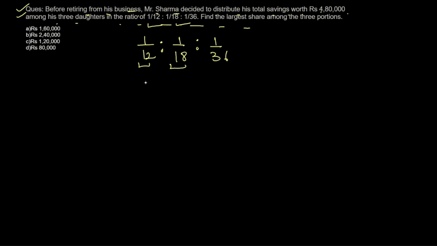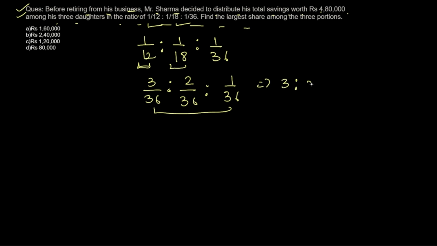So let's make all of them 36. For making 36, what do we need to do? 12 3s are 36, so we'll multiply by 3 in both the numerator and the denominator. Similarly, in the second part, we multiply with 2 because 18 2s are 36, so 2/36. And lastly here we multiply with only 1, so it is 1/36 because it's already 36, so we don't have to multiply with any other factor apart from 1. Now the denominators became the same, so we have the ratio as 3:2:1.